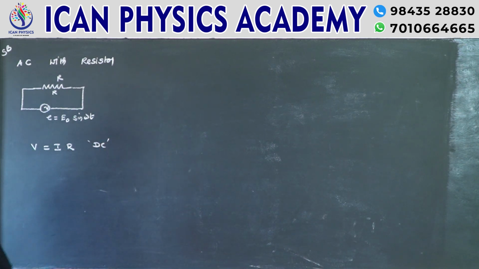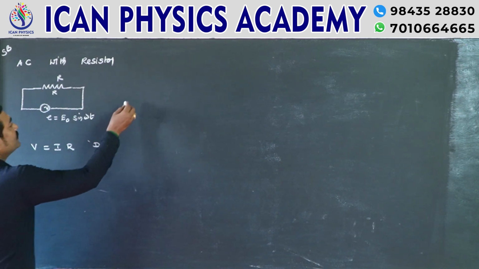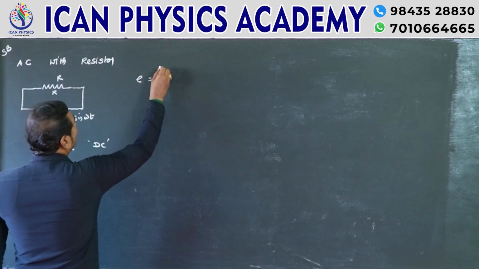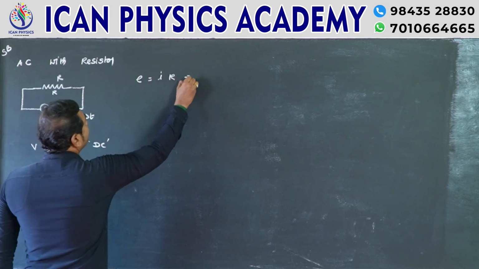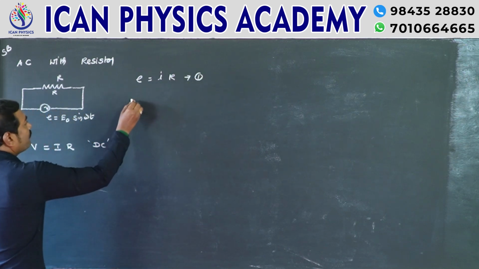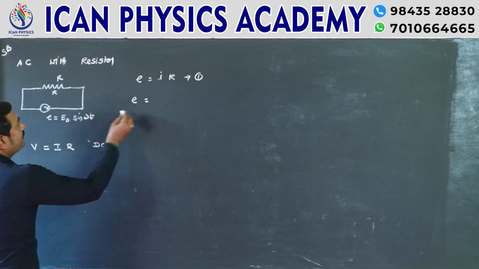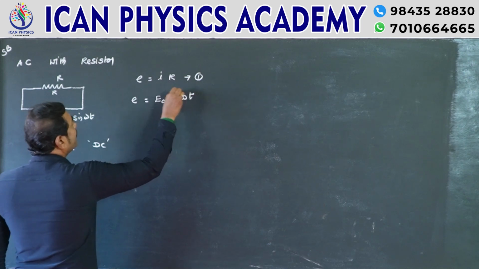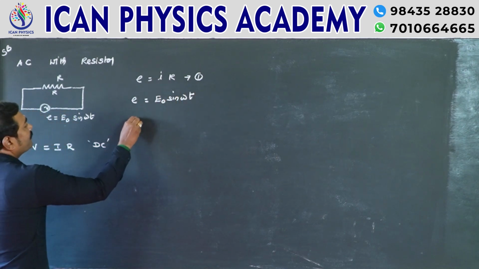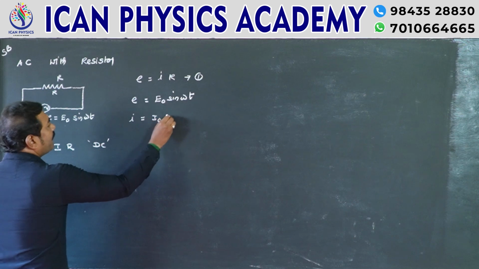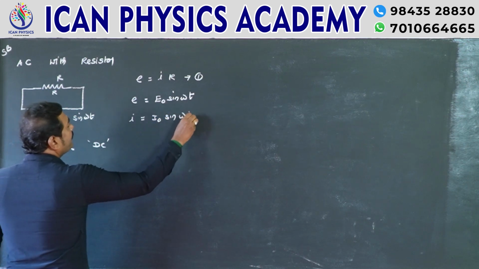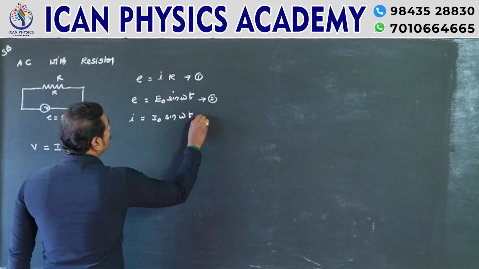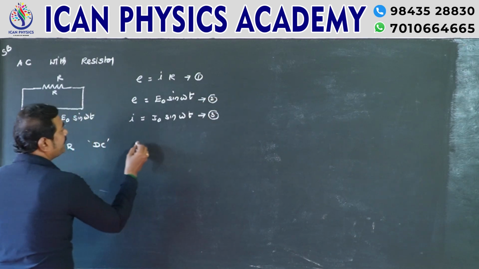For that we are going to change for AC current. So for AC current, E equal to IR. Now it becomes equation number 1. So what is E? E equal to E naught sin omega t. Then what about I? I equal to I naught sin omega t. Now it can be taken as equation number 2. Now it can be taken as equation number 3.